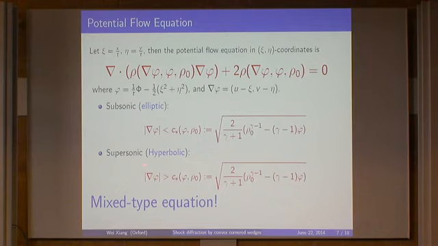And when the solution is supersonic, we call the equation hyperbolic. Before we solve it, we don't know which part is elliptic and which part is hyperbolic. If the two are equal, it's the sonic line, where the equation is of mixed type.